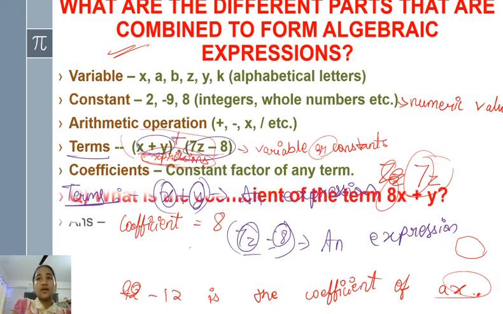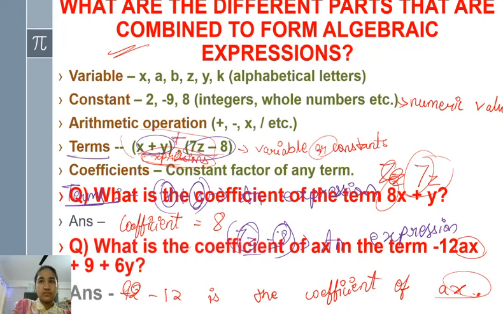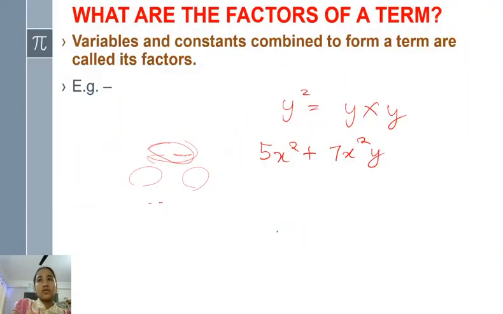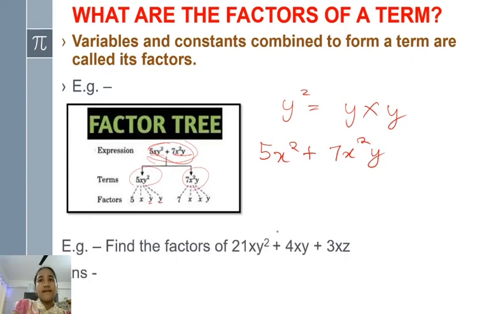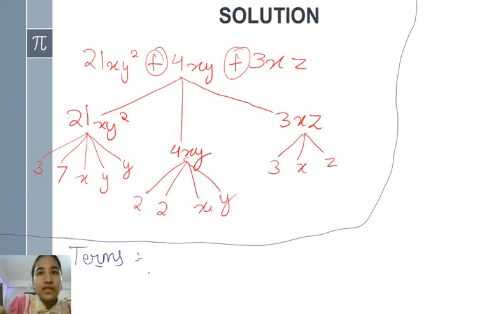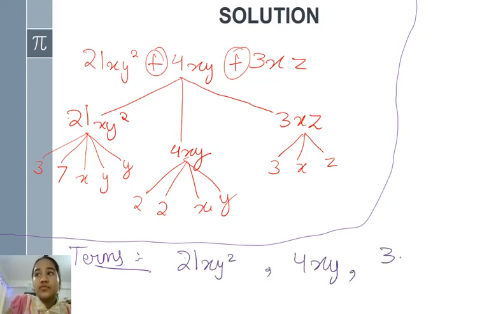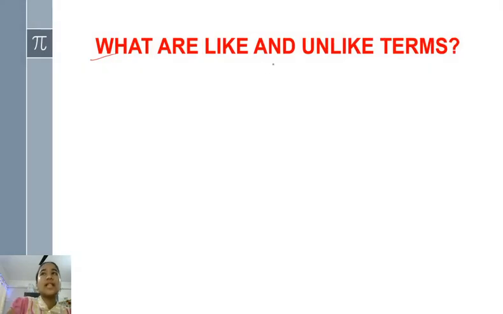Now let me take another example of terms. Let us consider this expression. So what are the terms over here? The terms are 21xy square, 4xy, 3xz. So these are the terms of this expression. Terms are basically the ones which are separated by the signs of plus or minus. They are not separated by the signs of multiplication or division. Remember that. Okay.